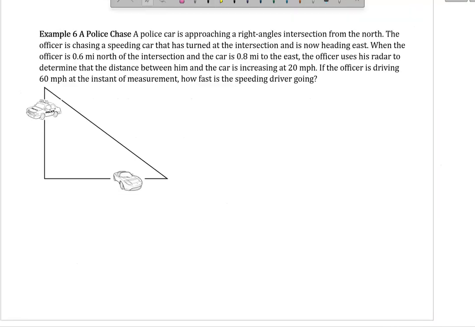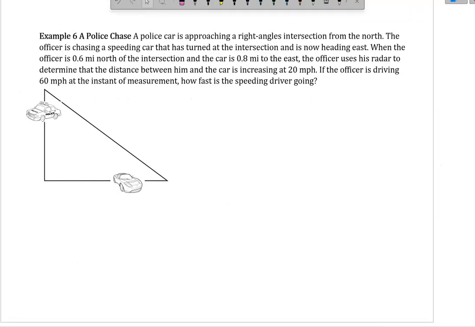In example 6, we have an example with a police chase. A police car is approaching this right angle intersection from the north, and he is chasing this speeding car that is now heading east. They give us some particular distances at a certain moment in time.